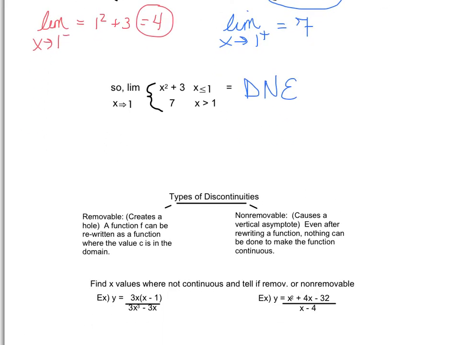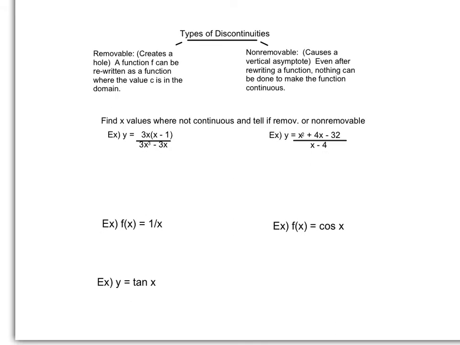From here, I also want to talk about types of discontinuity. We've covered this before. Remember that there's two different types of discontinuity. We can have removable points of discontinuity, and we can have non-removable. Removable points of discontinuity are always going to cause a hole, whereas non-removable will always cause a vertical asymptote. So if I look at these examples here, I'm just trying to determine where my function's not continuous and talk about if it's a removable or a non-removable point of discontinuity.